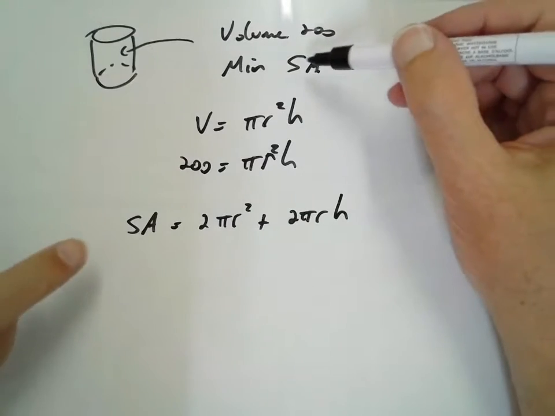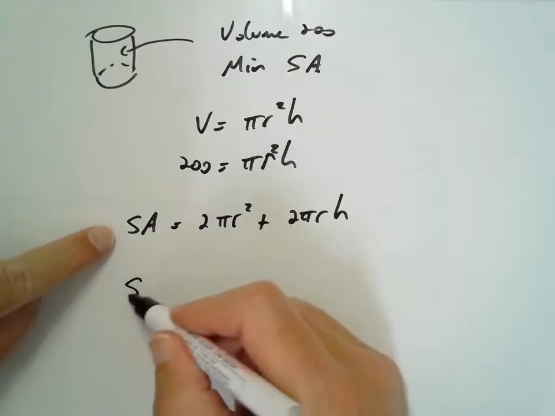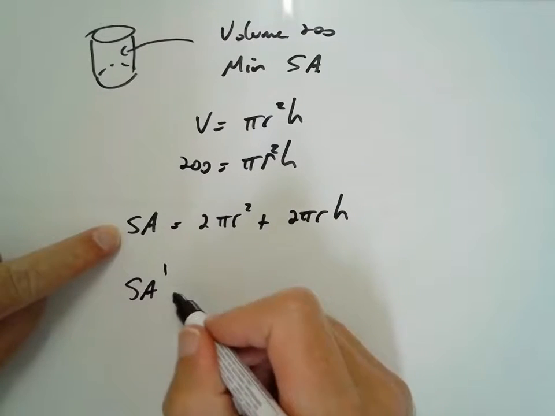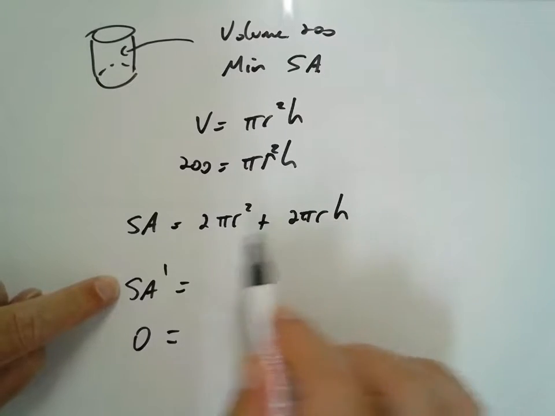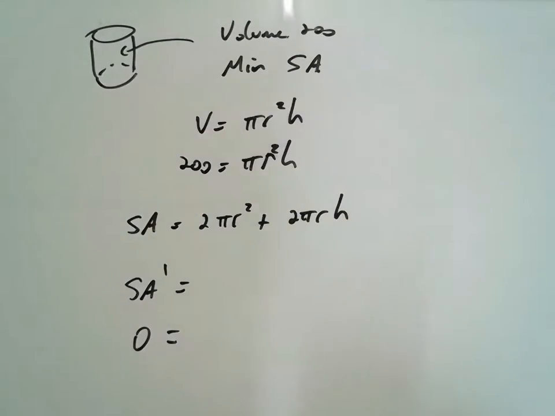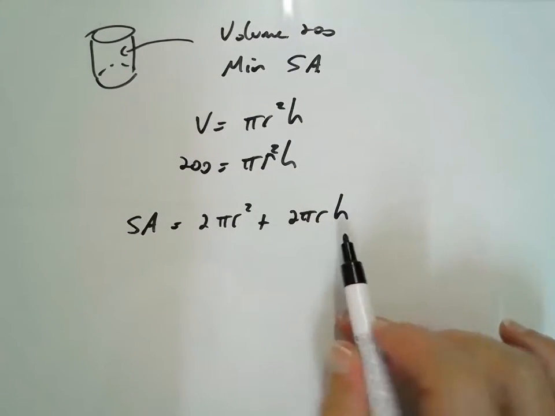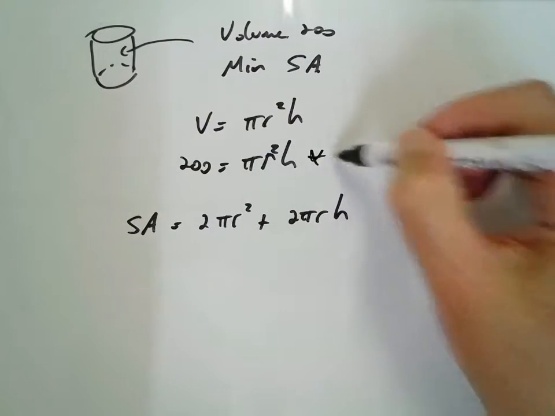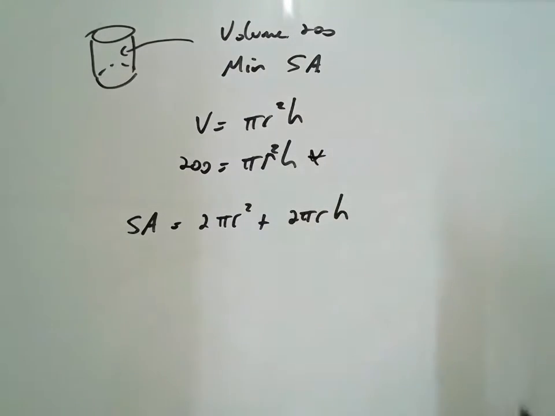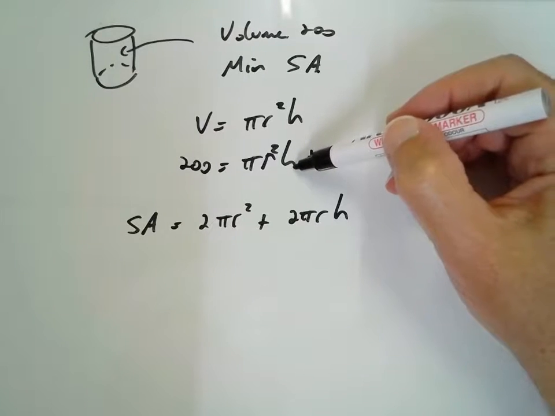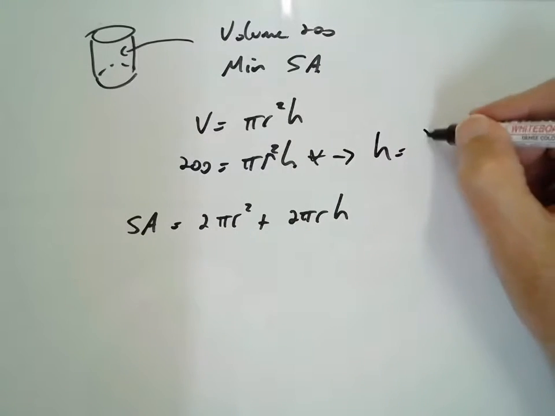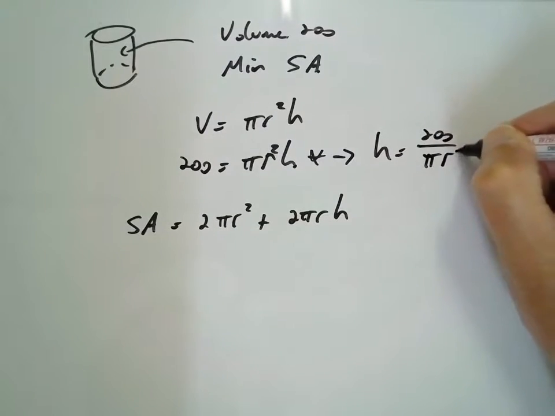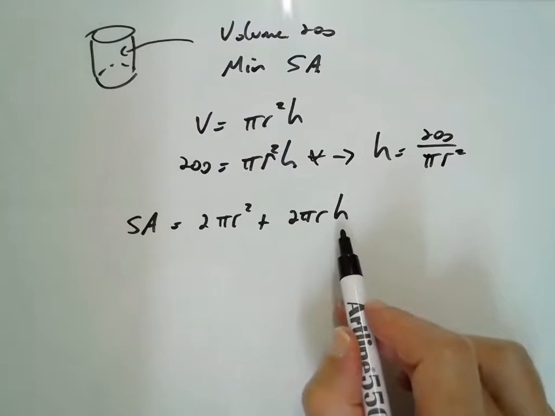The question asks to minimise surface area, so we know we want to get the function surface area, differentiate it, set it equal to 0, but we can't differentiate it because we've got a couple of variables here, so we need to think about it first. We want to get rid of r or h through the use of this relationship between r and h. We're just going to isolate h to sub in. H equals 200 on pi r squared, and I'm going to put that h in here.